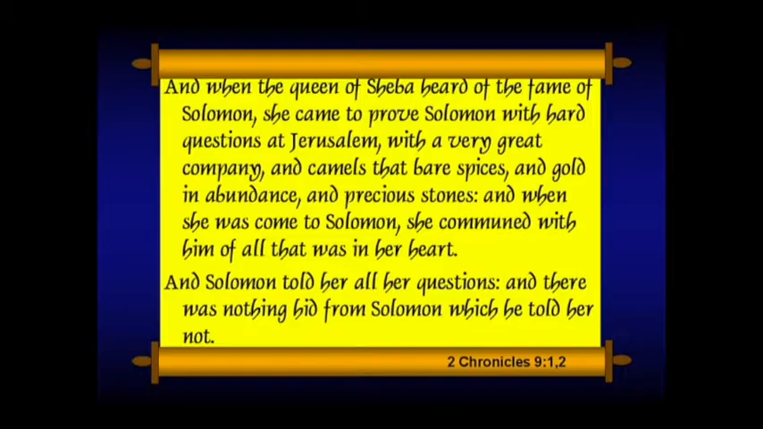Now, this gal is quite a gal. I want you to understand, she lives 1,200 miles away. There's no railroads, no airplanes. When the Queen of Sheba heard of the fame of Solomon, she came to prove Solomon with hard questions at Jerusalem, with a very great company and camels that bear spices and gold in abundance and precious stones. And when she was come to Solomon, she communed with him of all that was in her heart. 1,200 miles. She really must have had a yearning to find out what was behind all this fame.